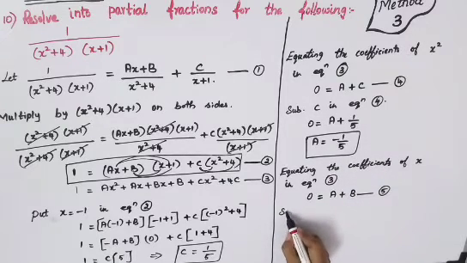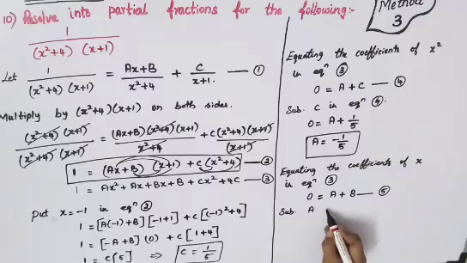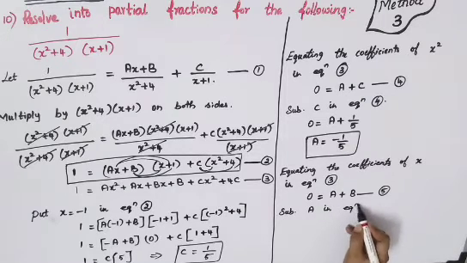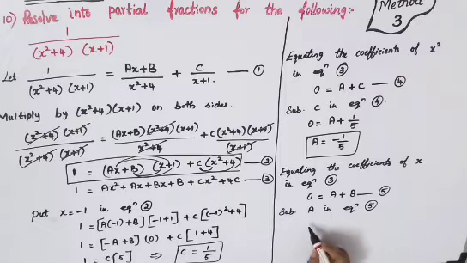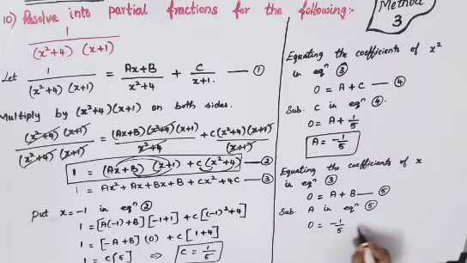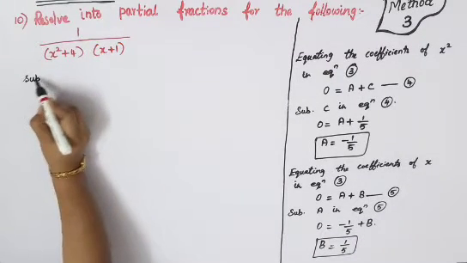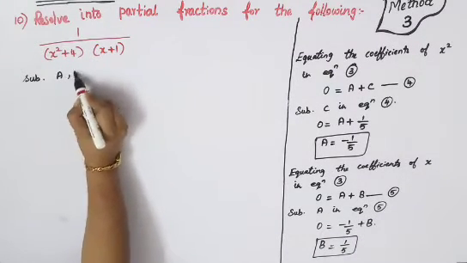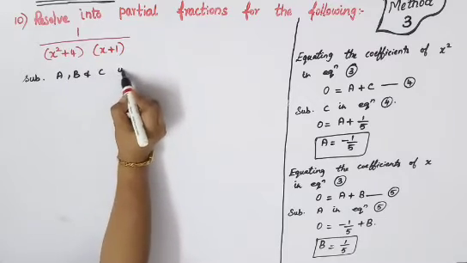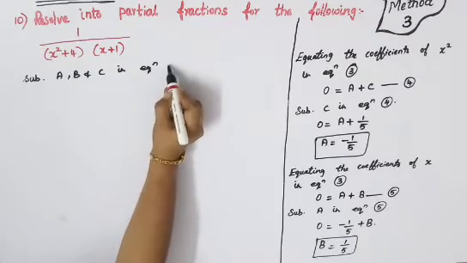Okay. So substitute a in equation 5. So 0 is equal to, instead of a you can write minus 1 by 5, plus b. Therefore b is equal to, take this minus 1 by 5 towards your left hand side, so it will become plus 1 by 5. Therefore the value of b is 1 by 5. So substitute a, b and c in equation 1.